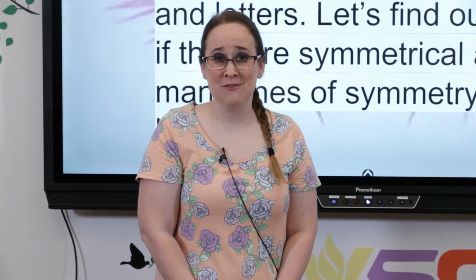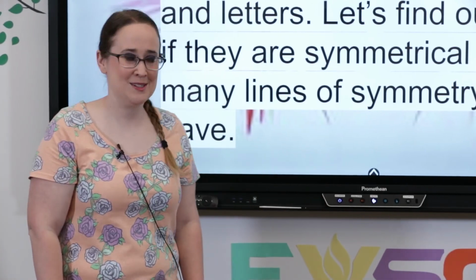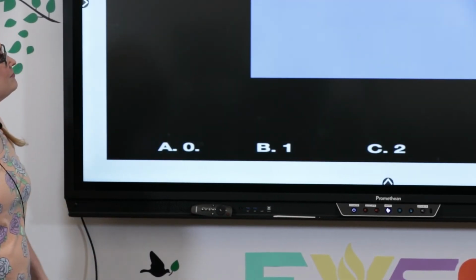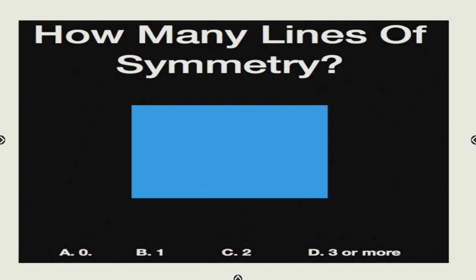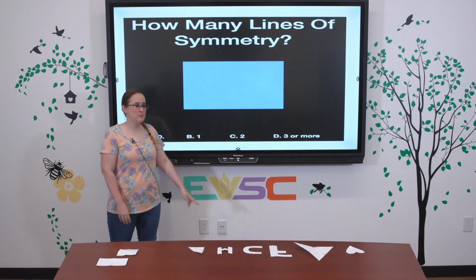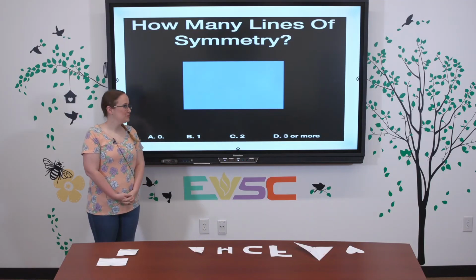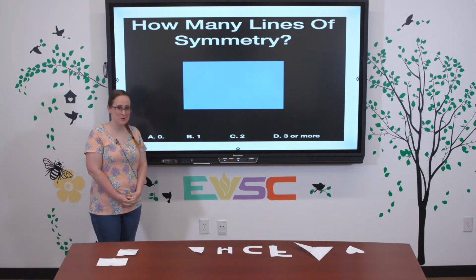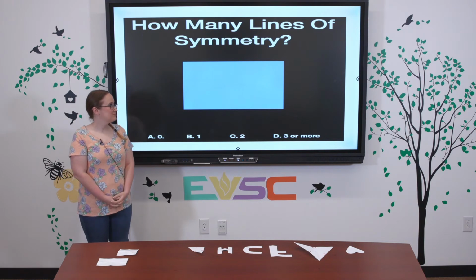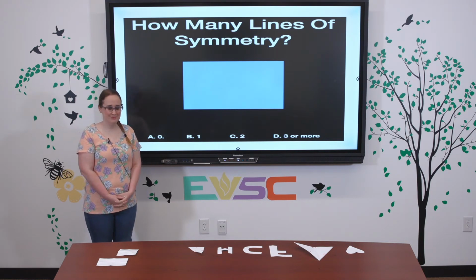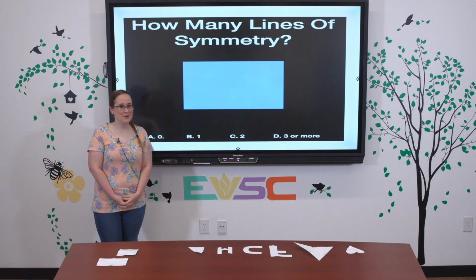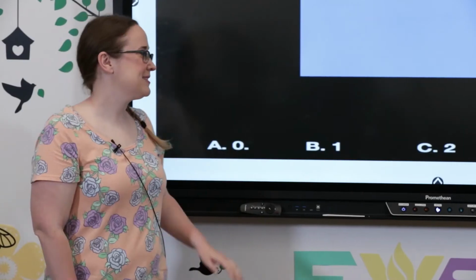Now let's see if you can figure out lines of symmetry in the following shapes. Here we have a rectangle. Are there lines of symmetry? And if so, how many? 0, 1, 2, 3, or more. Let's think about it. Could you fold this shape either vertically, horizontally, or diagonally? If you said there are two lines of symmetry, you would be correct.